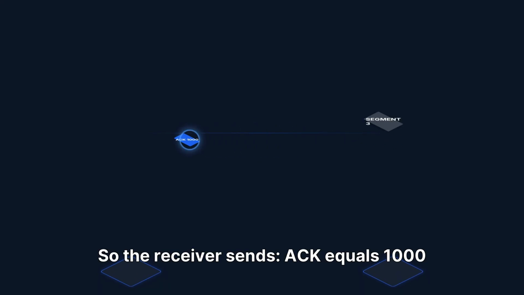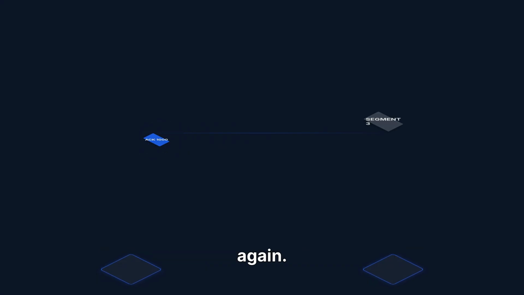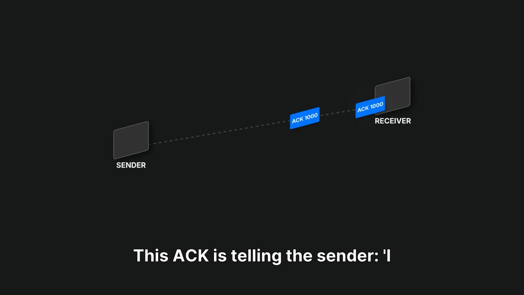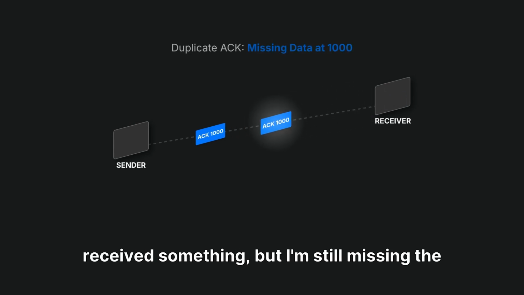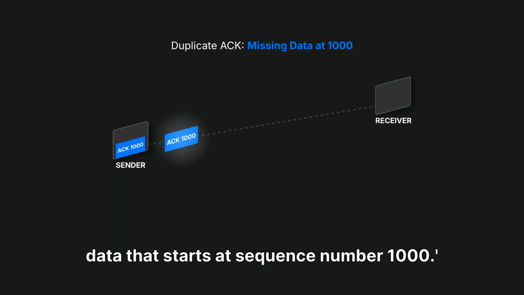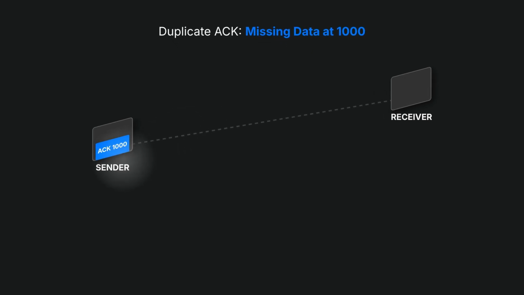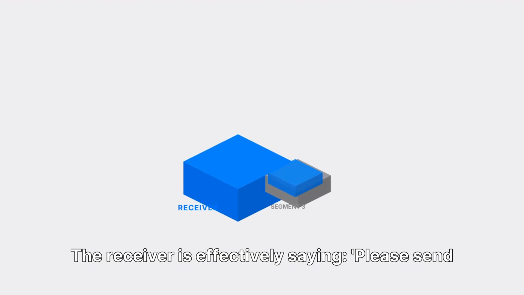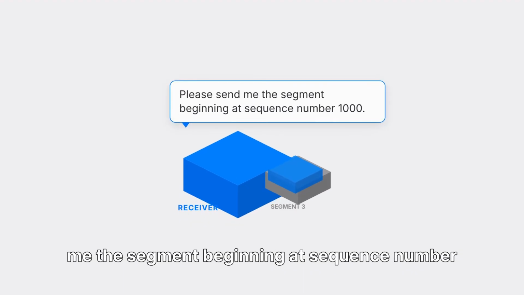So the receiver sends ACK equals 1000 again. Notice that this is the same acknowledgement number it sent earlier. This ACK is telling the sender, I received something, but I'm still missing the data that starts at sequence number 1000. The receiver is effectively saying, please send me the segment beginning at sequence number 1000.